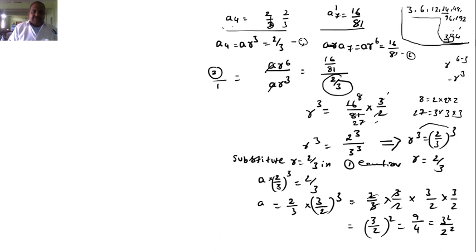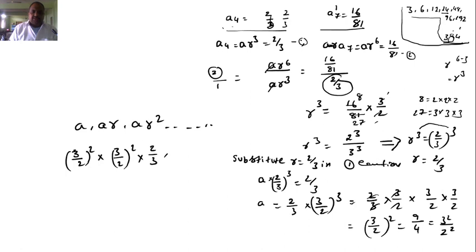What is the general form of GP, geometric progression? a, a r, a r square. Okay. a means 3 by 2 whole square. a r is 3 by 2 whole square into r, 2 by 3. a r square is 3 by 2 whole square into 2 by 3 whole square.